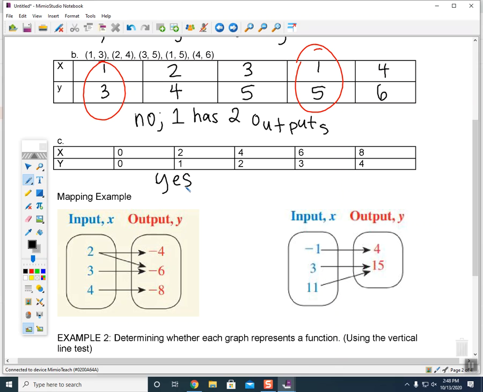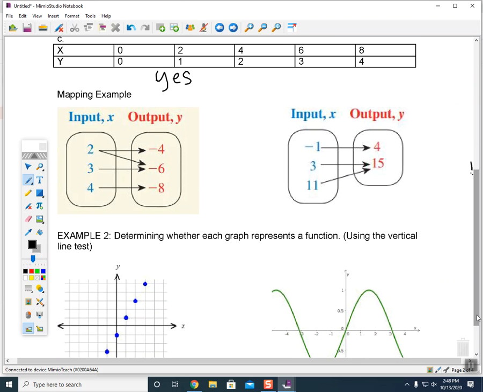So one way that we can compare relations is with input-output tables, or these XY charts that we just did. Another way is with mapping. And I kind of like mapping because it's a visual way to do the same thing that we did with tables, right? So in this first example, my inputs over here, 2, 3, and 4, are mapping over to my outputs over here, -4, -6, -8. And what mapping does is it looks at my input and it draws arrows to the numbers that it translates to in my output side.